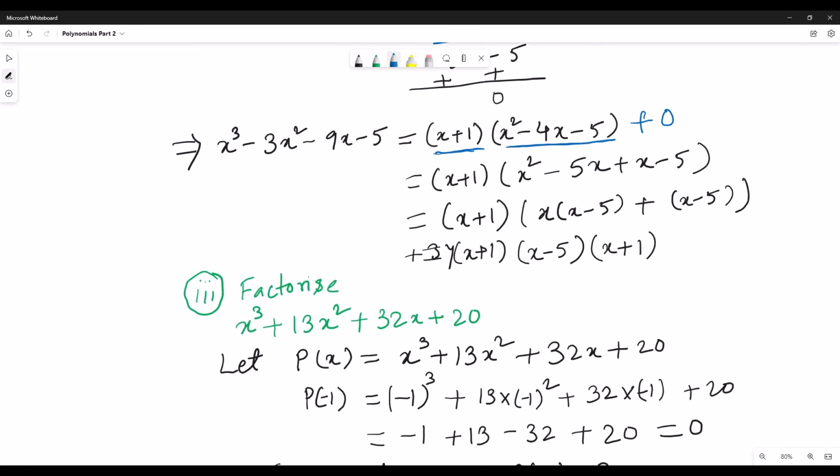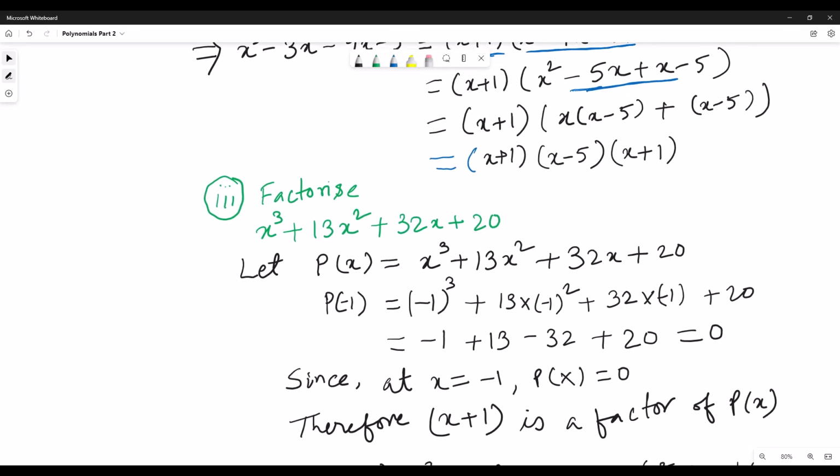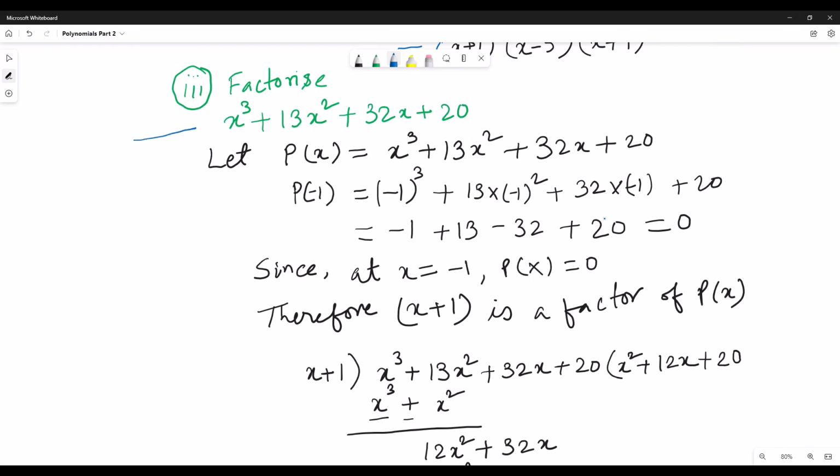And you have to factorize the second term. So split the second term so that the product is minus 5: 1 into minus 5. So minus 5x plus x is minus 4x. So we have got this: x plus 1 into x minus 5 into x plus 1, right? Factorize this.